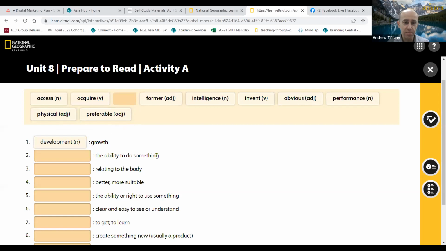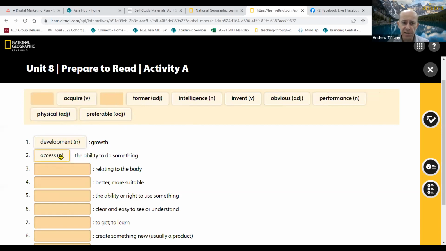The ability to do something. The ability to do something. Physical. I'm not sure if it's physical, because it's the ability. That means it's a noun, right? This is an adjective, so I don't think that works. Access, maybe, okay, because it's a noun, that kind of fits. Maybe relating to the body. Relating to the body.